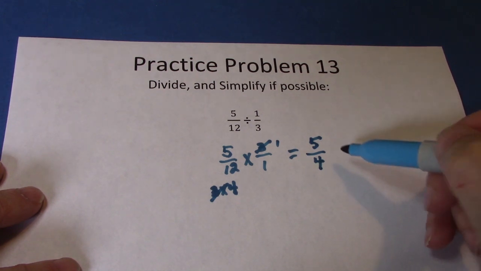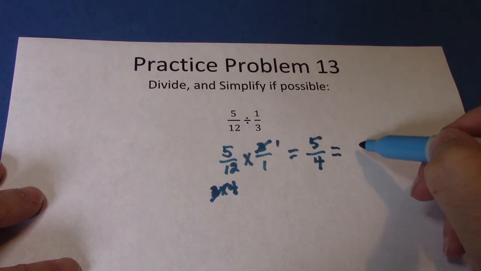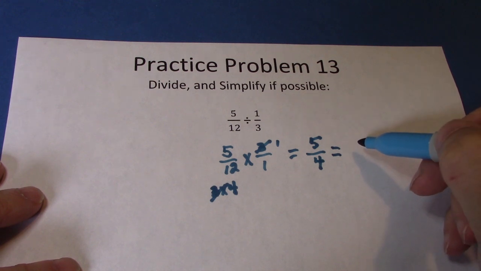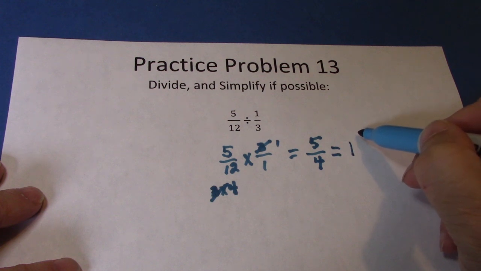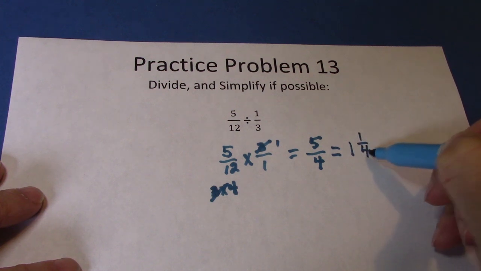Numerator is bigger than the denominator, so we need to change that to a mixed fraction. 4, of course, would go into 5 one time. 5 minus 4 leaves us with a remainder of 1. And 1 what? 1/4.